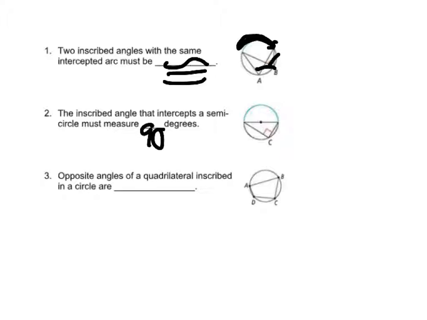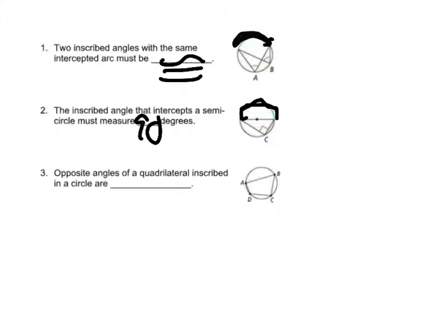And this is because this angle will always be 180, since this angle is a semicircle and will also be 180. So half of 180 will be 90.